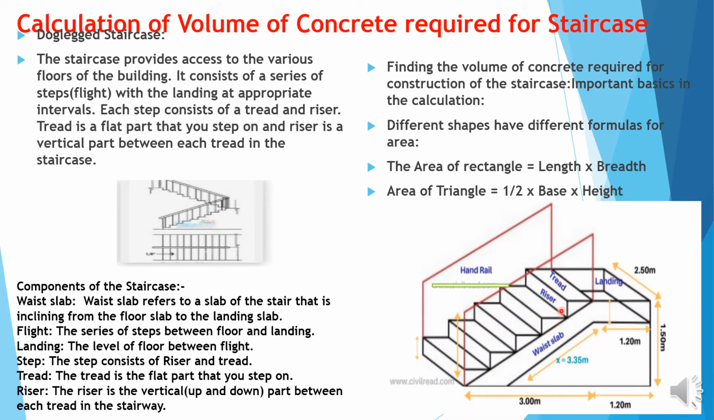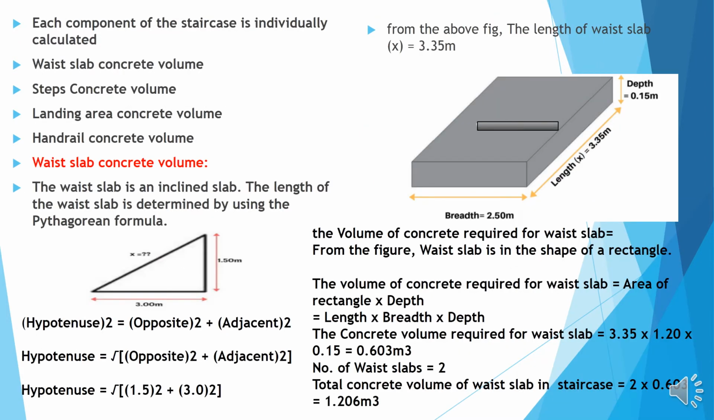Here you can see this is known as a riser, which we are climbing up. This is a tread where you are going to stand. This is a landing, and this is known as a waist slab. This is a handrail. Two here in the bottom component and two in the top component make 4 components of the handrails. Each component of the staircase is individually calculated: waist slab concreting volume, steps concreting volume, landing area concrete volume, and handrail concrete volume.